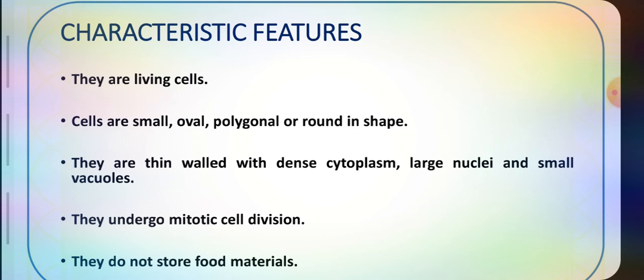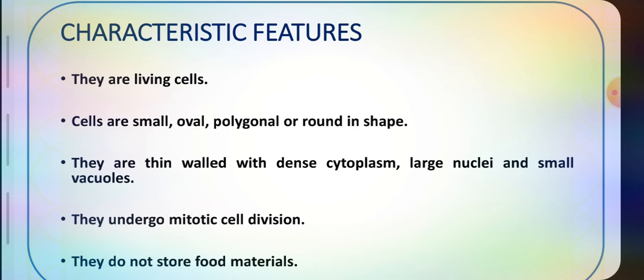And these cells will undergo mitotic cell division. What is the type of cell division here in meristems? Mitotic cell division. How many types of cell divisions are there? 3 types of cell division. What are they?